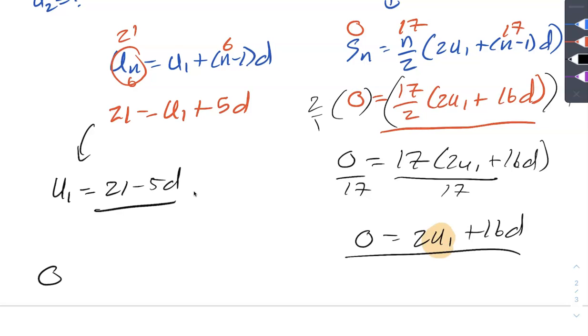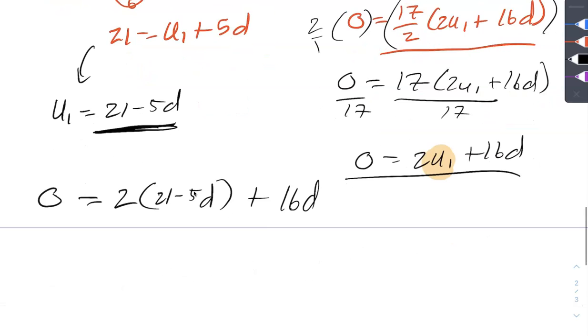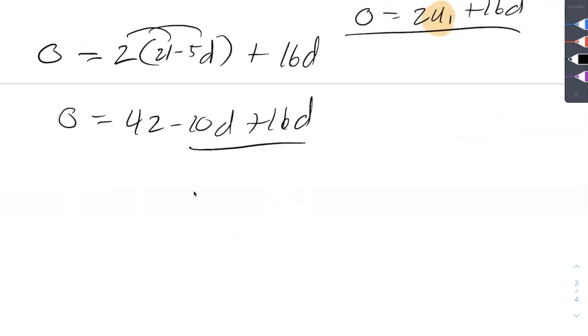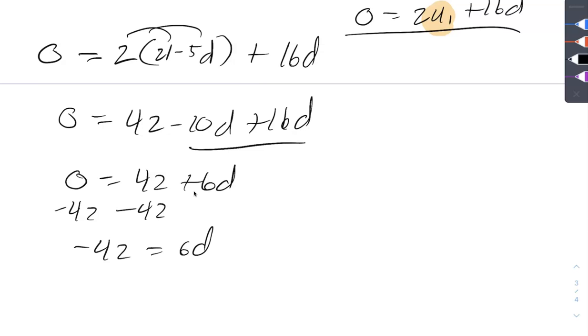So it's going to be 0 equals 2 times this guy, (21 minus 5d), plus 16d. Distribute: 0 equals 42 minus 10d plus 16d. Add up like terms: 0 equals 42 plus 6d. So now we just solve. Negative 42 equals 6d. Let's divide by 6. d equals negative 7. So that's my common difference.